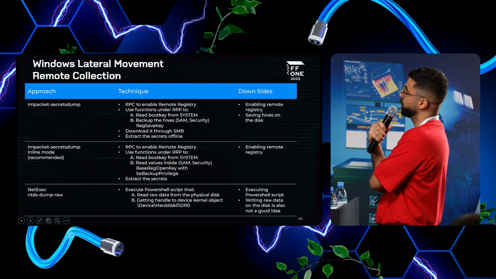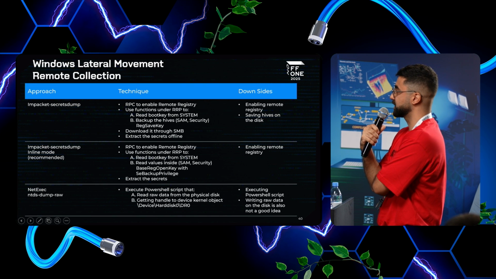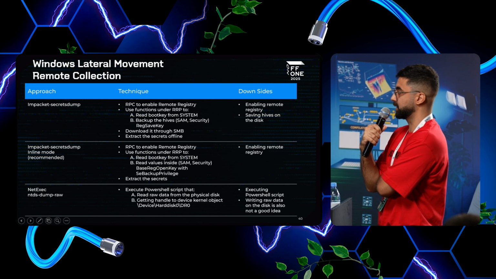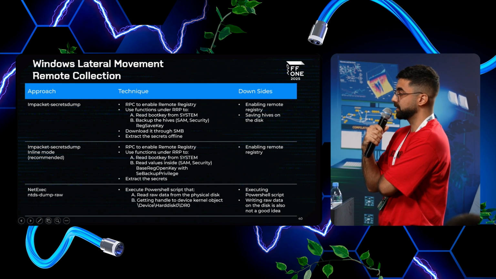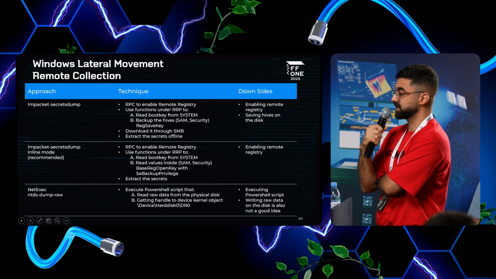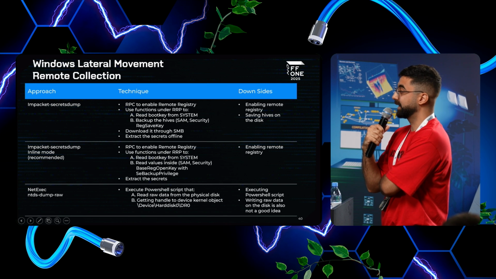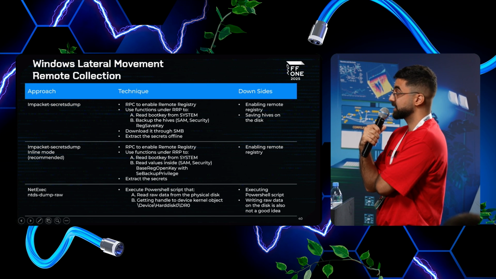The downsides, in my opinion: enabling Remote Registry on the system is not good, it's an indicator. Also saving the hives on the disk is a big red flag. The second way is new, from about a year ago. I don't think it's merged into Impacket or secretsdump yet. You can find it in the pull requests, and it's called inline mode. I really recommend using it.